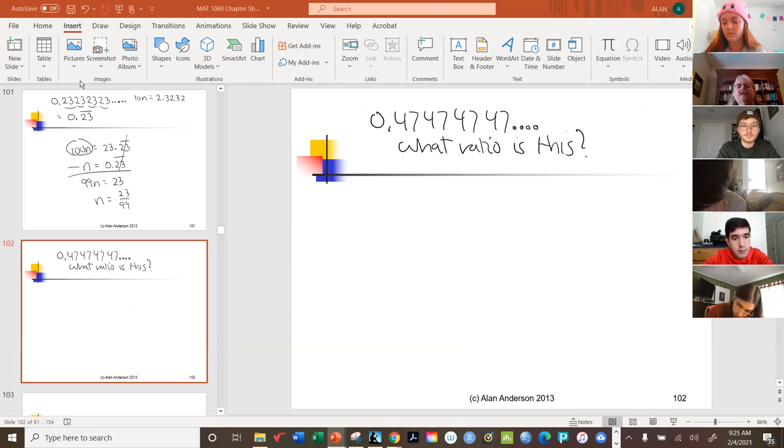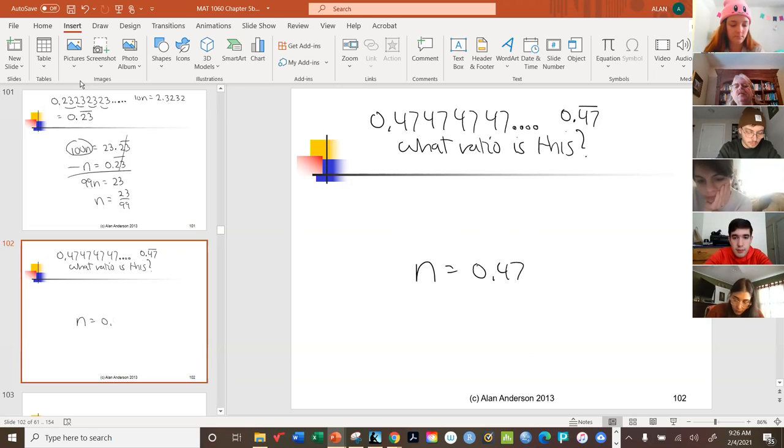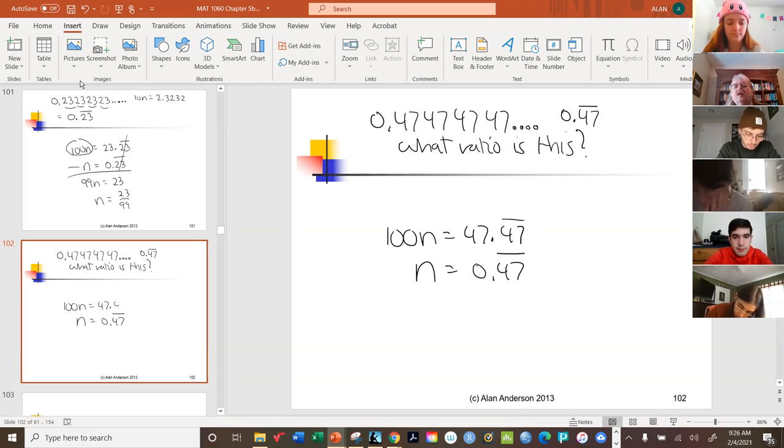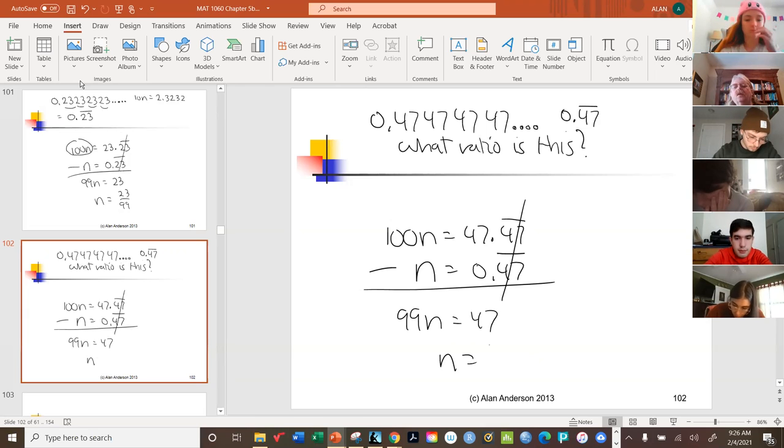Okay, so now remember, this is the same thing as 0.47 repeating. So if we let n be 0.47 repeating, 100n would be 47.47 repeating. Now I subtract, and these drop out. I've got 99n is 47, and n is 47/99.